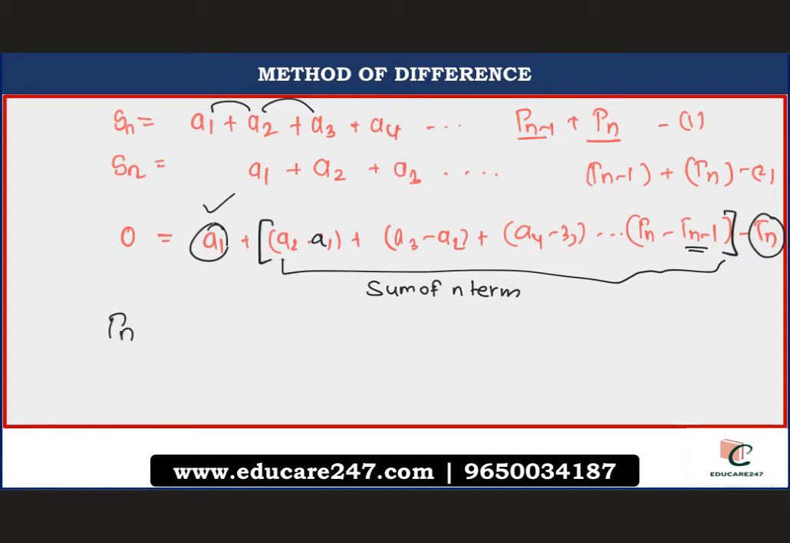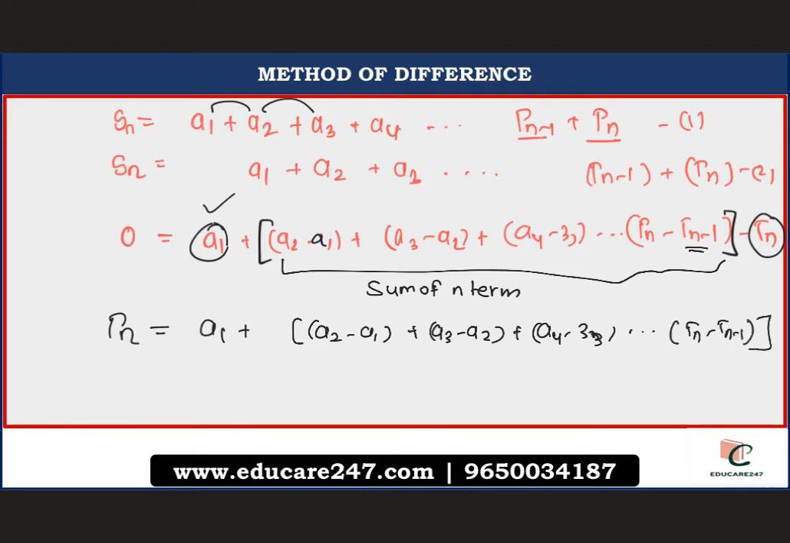So now we have Tn equal to A1 plus A2 minus A1 plus A3 minus A2 plus A4 minus A3 and so on up till Tn minus 1, which is basically nothing but the sum of n terms. But the job is not fully done. You have just found the nth term, Tn, which is the last term.